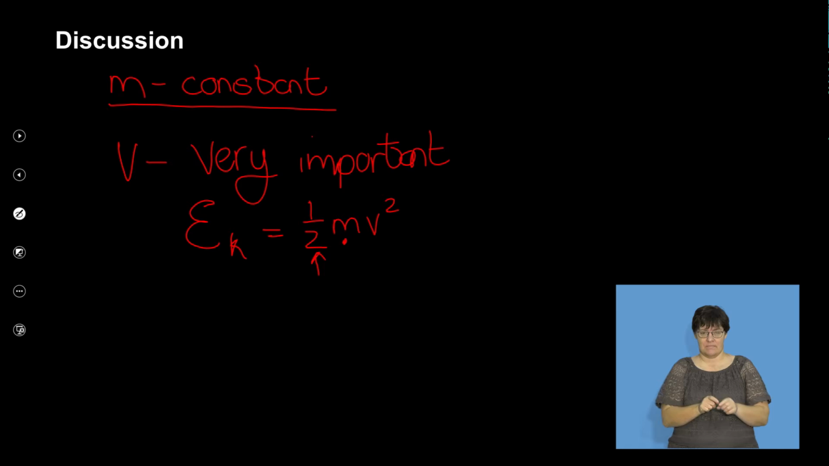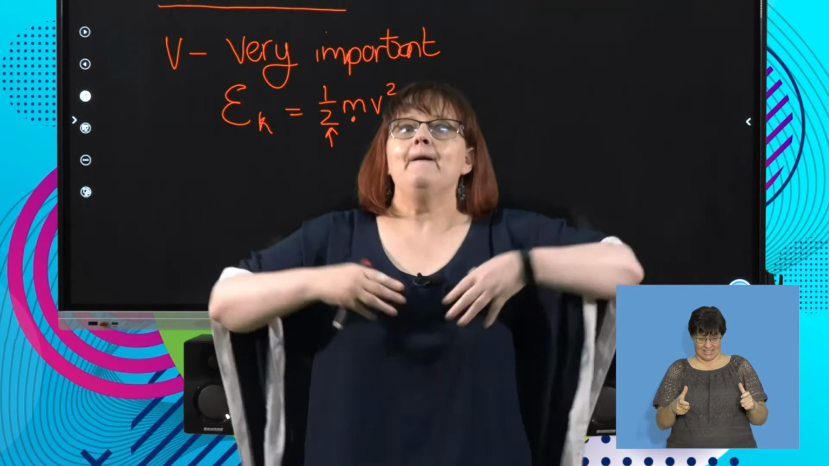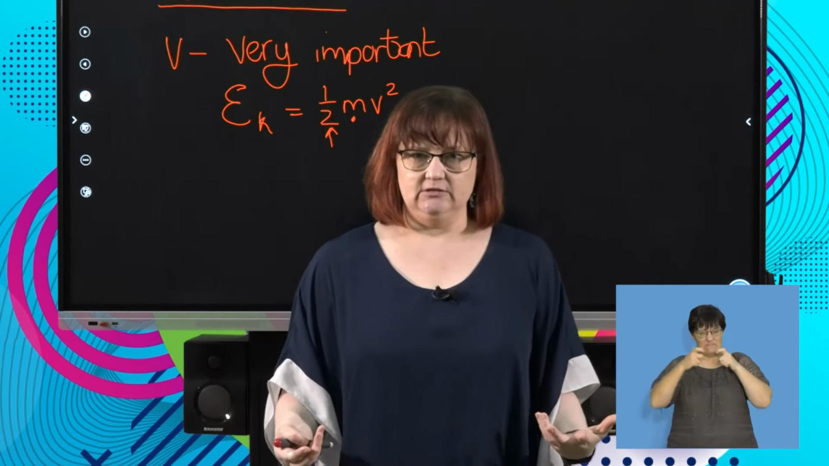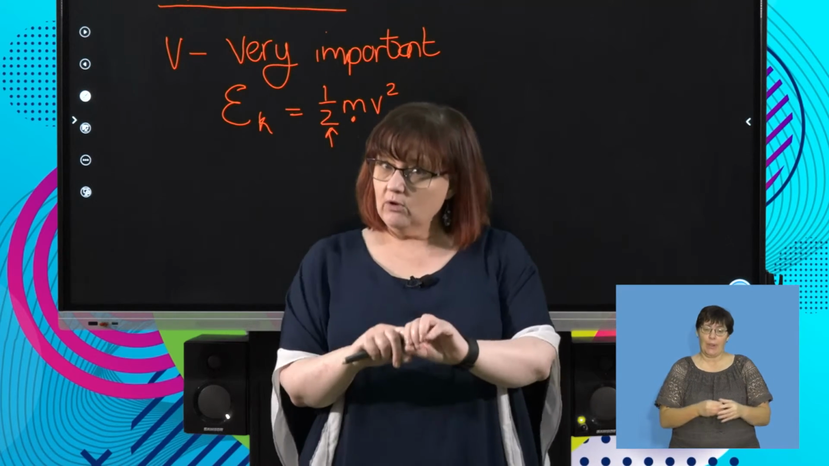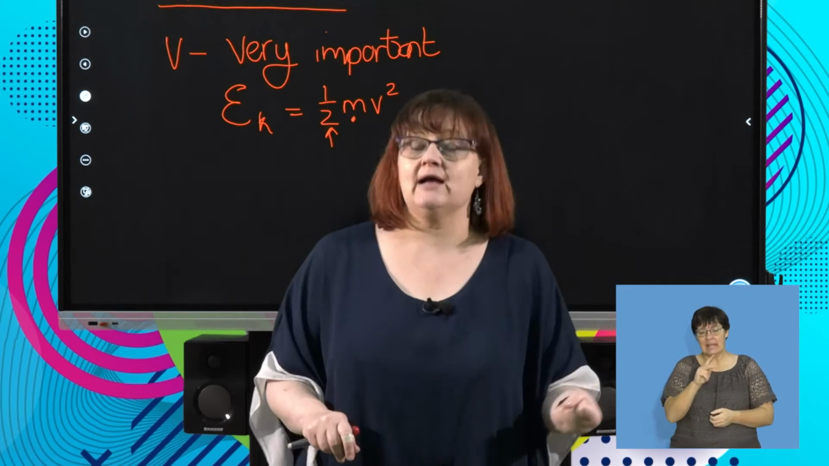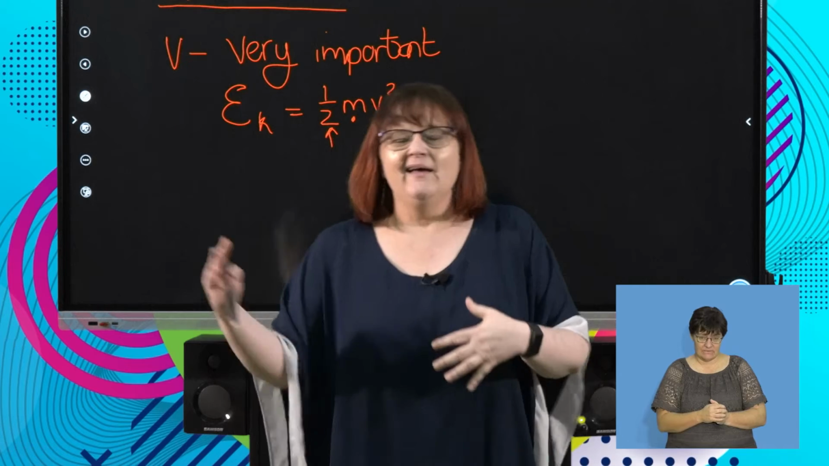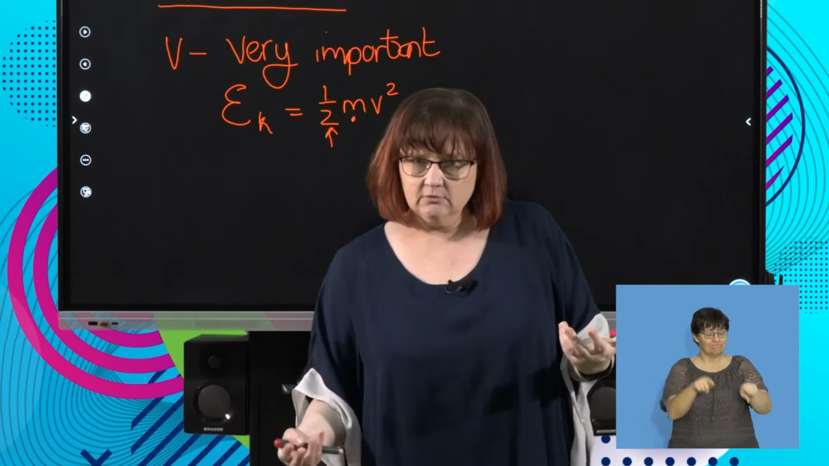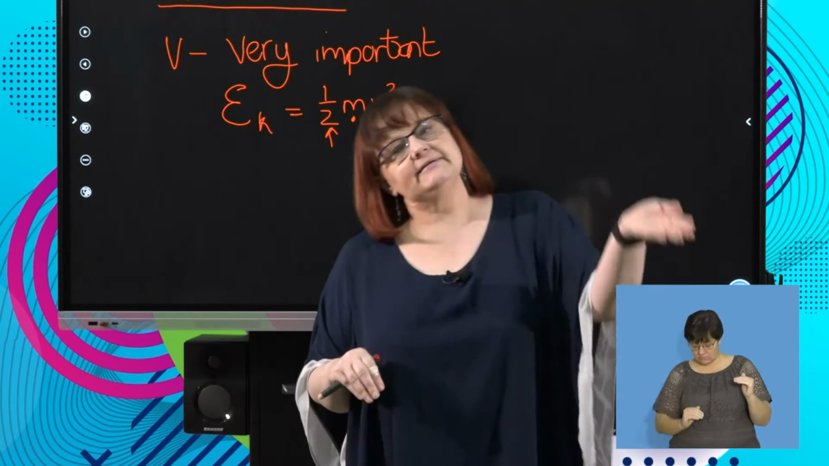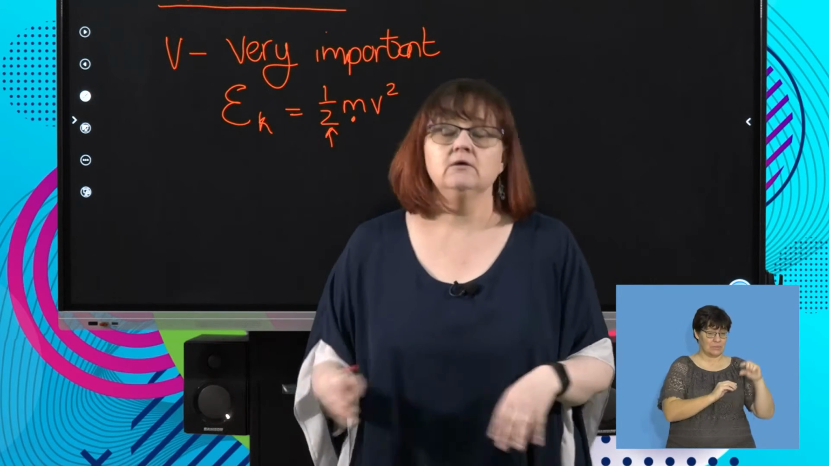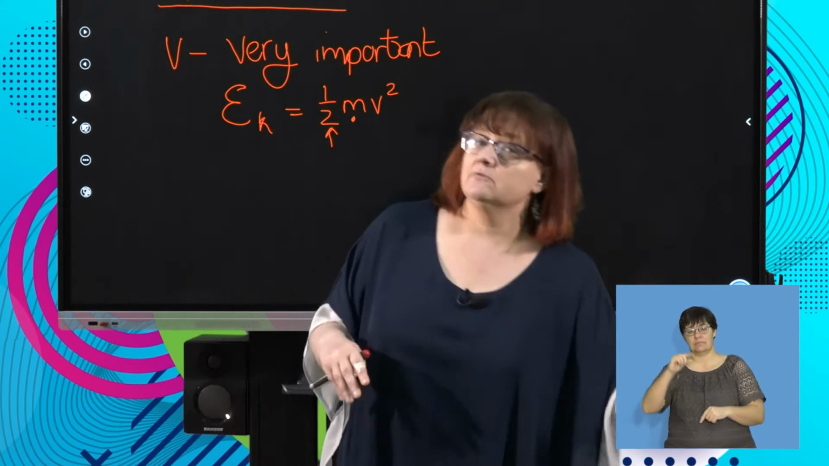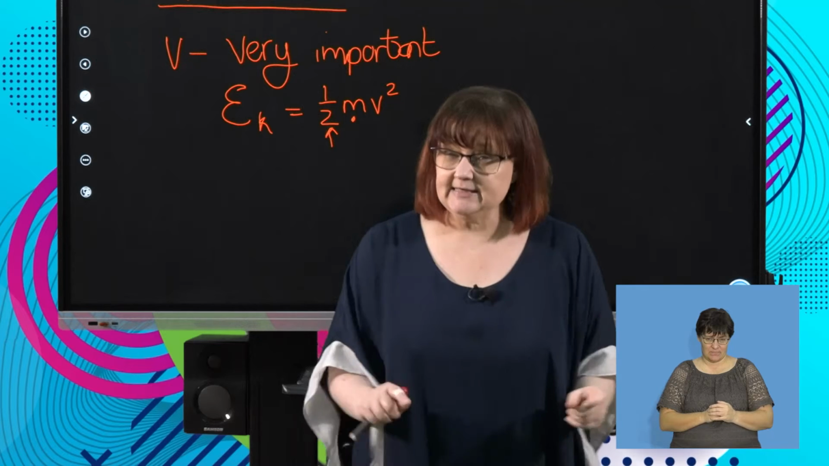So bigger objects have bigger kinetic energies when they're moving because they've got a bigger mass. Smaller objects will have smaller kinetic energies. That's a direct proportion. If mass doubles, kinetic energy doubles. If mass becomes 3 times smaller, kinetic energy becomes 3 times smaller. That's an easy relationship.